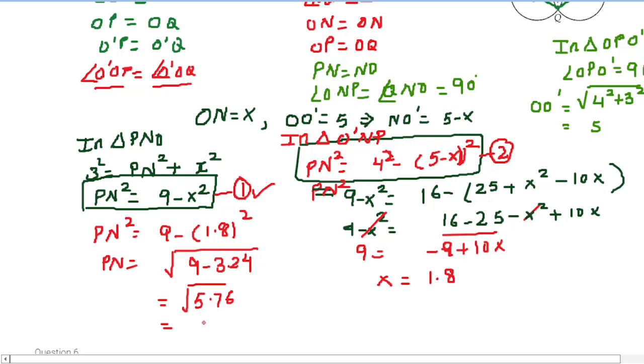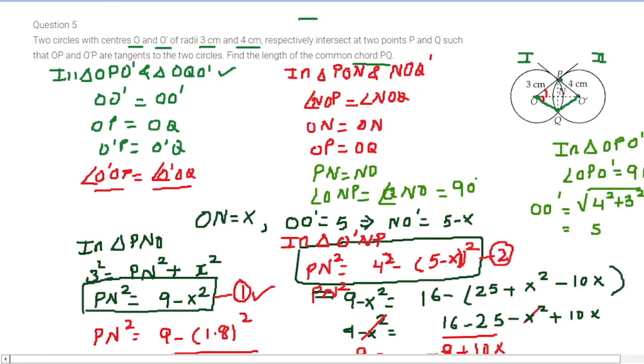Now if we look at the picture in this figure, we have got Pn is 2.4, and we know that Pn is equal to nQ. We have proved here. So it means PQ will be equal to 2 times of Pn. So it will be equal to 2 times of 2.4. So it will be 4.8 centimeters.